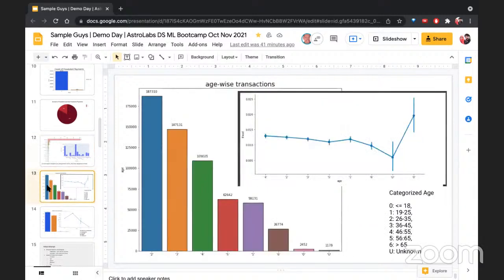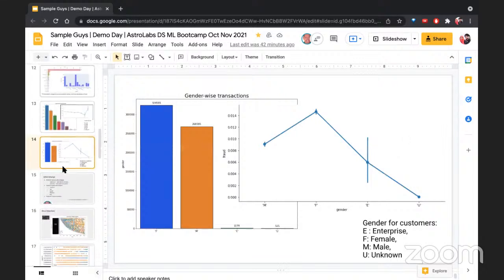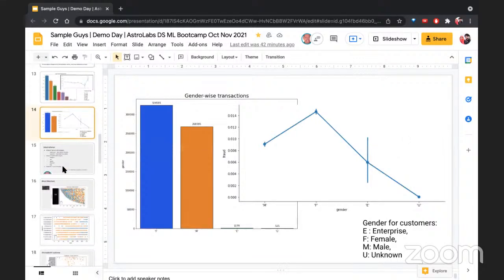And then we did analyze regarding the age. So we found that the age category of 2, that is 26 to 35 years old, are the ones who are obviously doing the most number of transactions. And then when you analyze the fraudulent transactions, it is more or less at par across most age groups, except that the 0 age group, which is less than or equal to 18 years, comes a little bit higher.